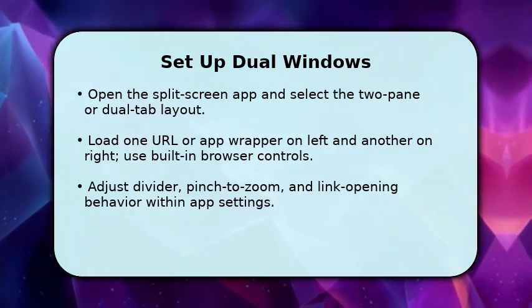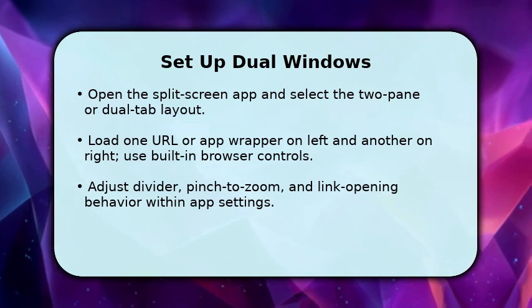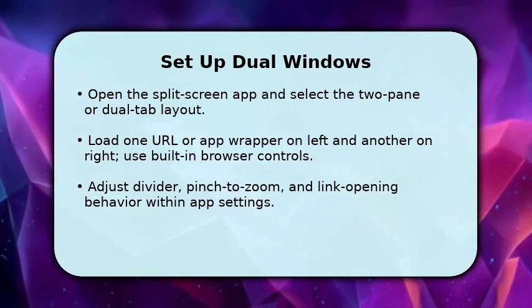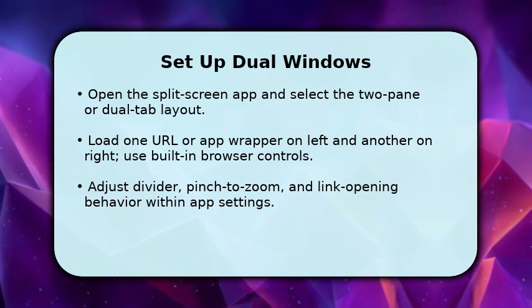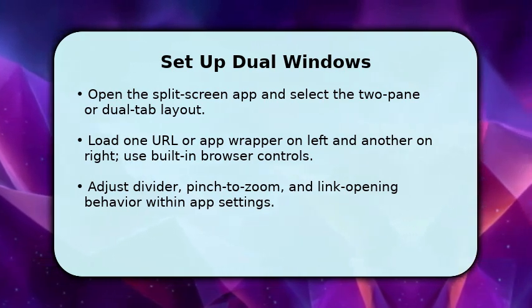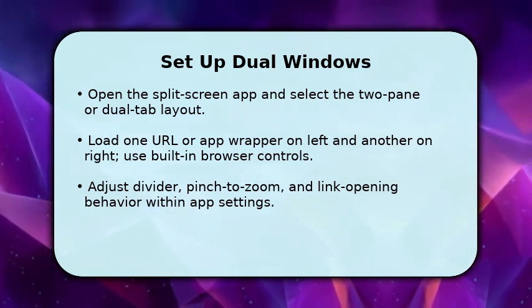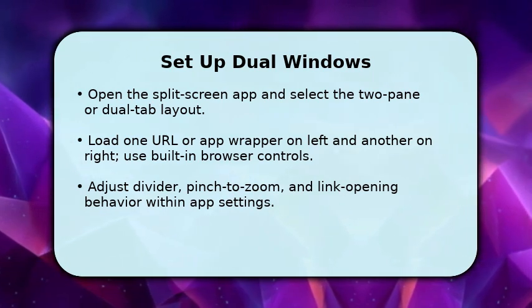Load one web page or supported app wrapper on the left, then the second on the right. You can paste URLs or use the in-app search. Make adjustments by dragging the divider to resize each pane. Many apps support pinch zoom and separate address bars.